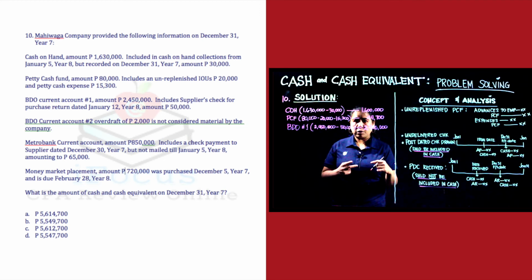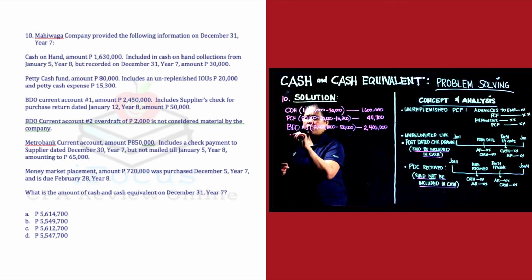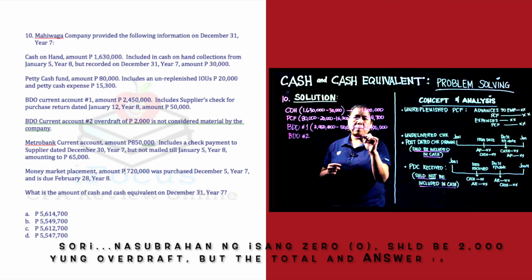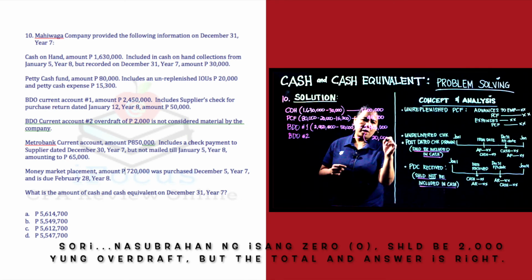Alright? Now, BDO current account number 2, overdraft is 2,000. So, ito, negative balance tayo sa BDO number 2 natin. So, kapag same bank, pwede mo siyang i-offset whether this is material or immaterial in amount. Alright? So, si BDO Number 2, ibabawas natin. Pwede natin siyang i-offset. Pwede natin siyang ibawas. Alright?